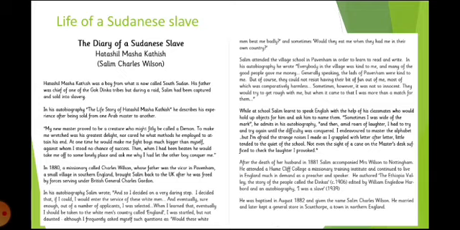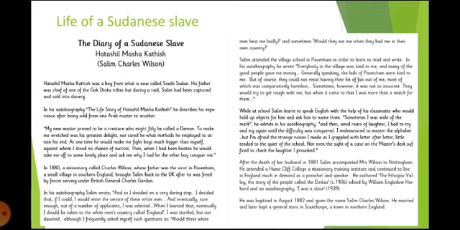In 1880, a missionary called Charles Wilson, whose father was the vicar in Pavenham, a small village in southern England, brought Salim back to the UK after he was freed by forces serving under British General Charles Gordon.